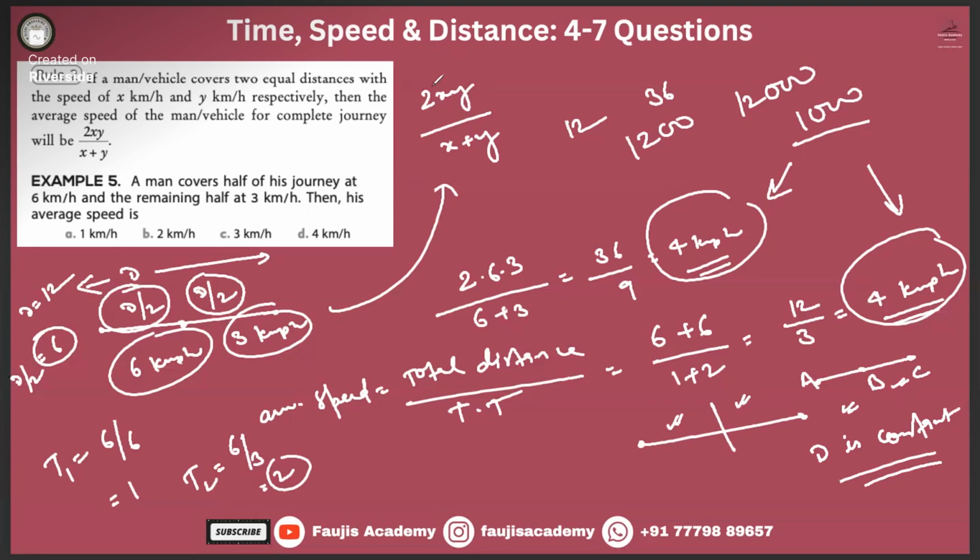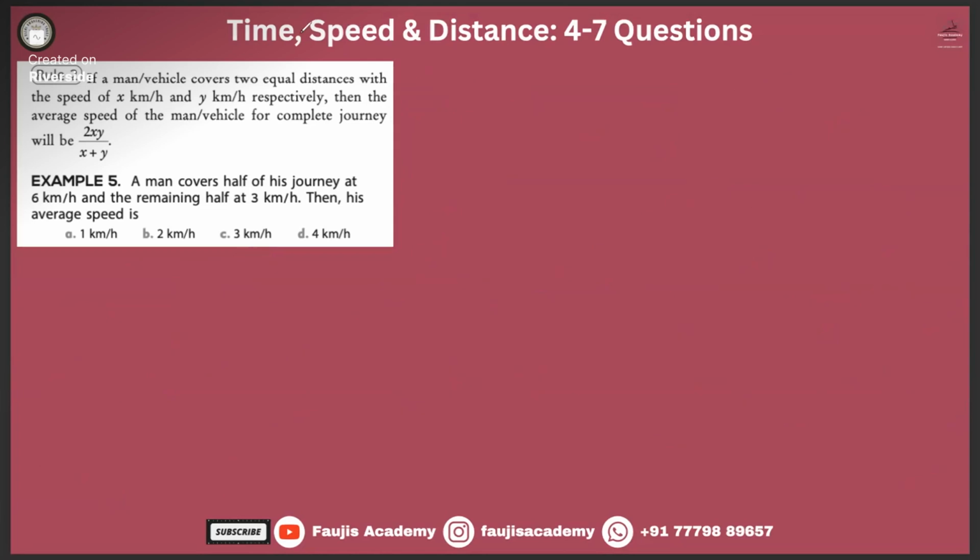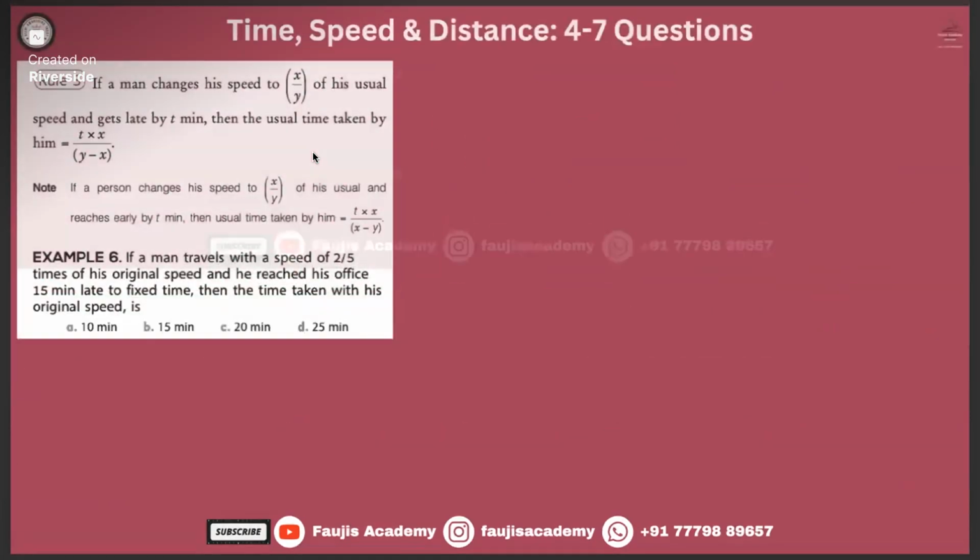Shall we move? 2ab by a plus b. When distance is constant, average speed is equal to 2ab by a plus b. Remember that. Yes or no, guys? Shall we move? Are you guys there? Yes, sir. Thank you. I can't let you sleep. So sorry.